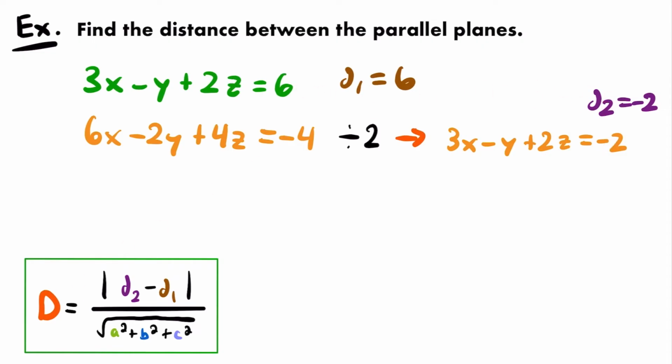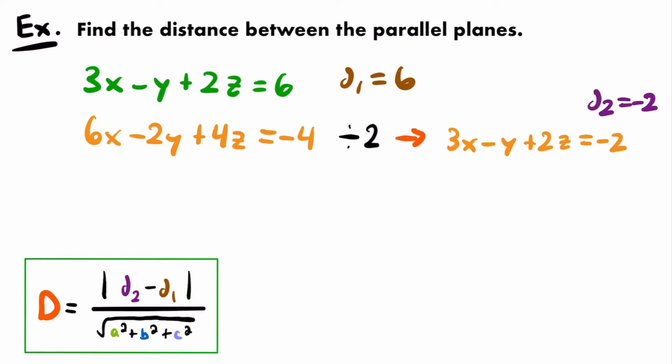affect your answer for the distance, because in this formula, we're taking the absolute value of the difference between those two values of d. So even if you swap the order, the absolute value bars will ensure that you get the same answer either way. All right, so do not worry about which of these two values is d1 and d2. It's not going to matter because of the absolute value bars.